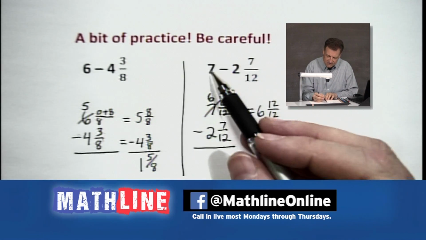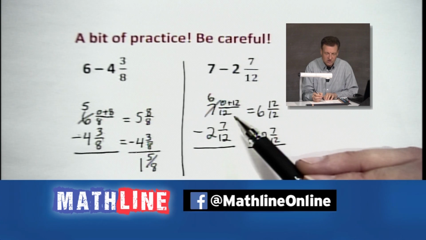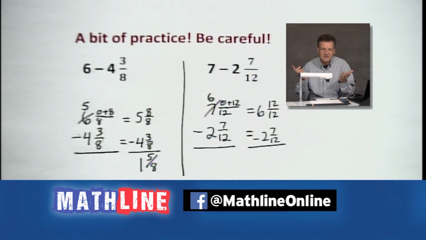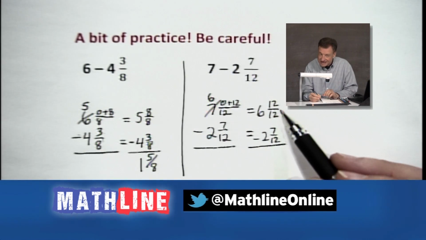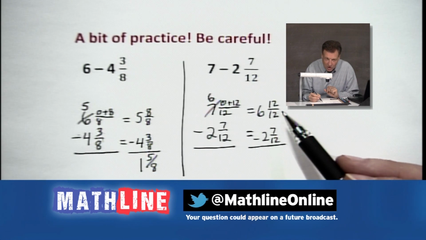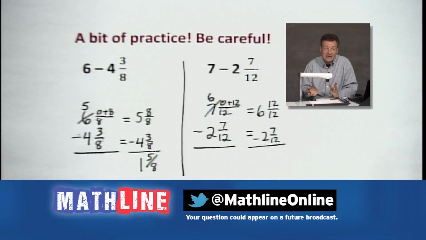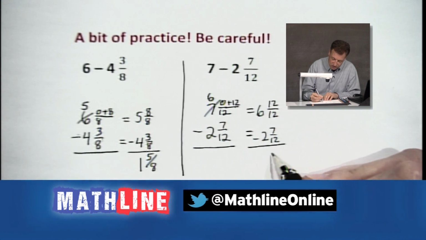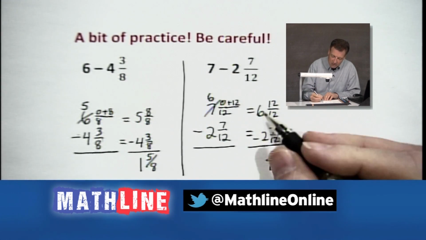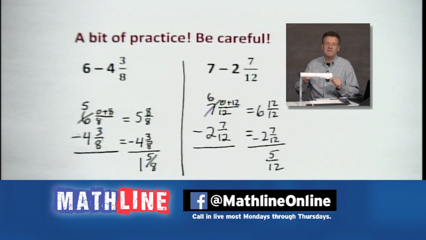Now notice that 7 became 6 and 12/12. That's just like saying 6 plus 1, all right? That's just what we're saying here, 6 and 1. Although we just kind of disguised that 1 as 12 over 12 because that's what we need. We can subtract 7 from 12. It's going to give us 5 of those 12ths. And we've got 6 minus 2, which will give us, count it, 4.